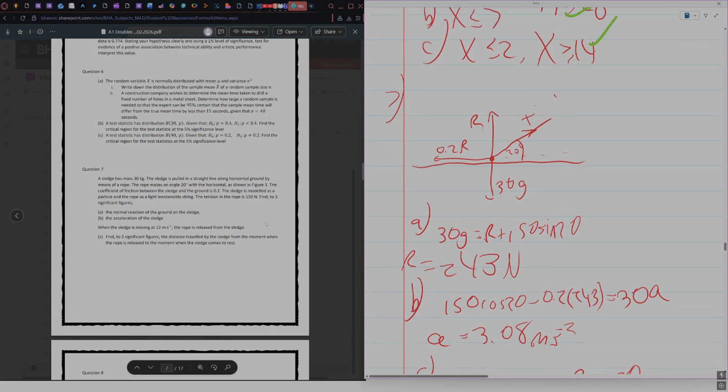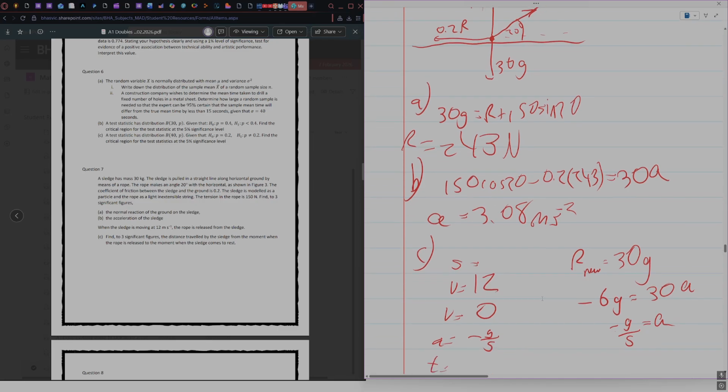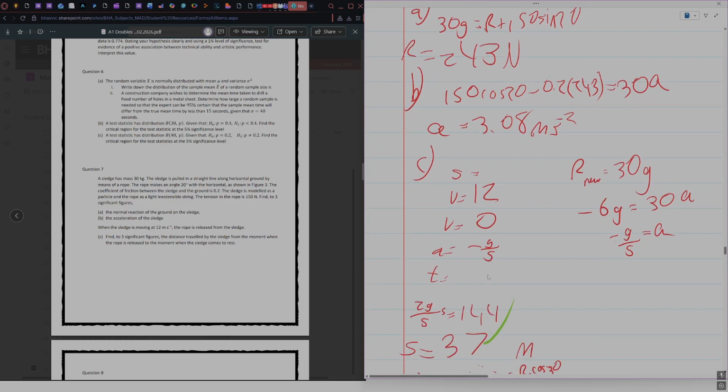we're almost done. So we have this sledge here. This is really easy. I mean, this is just some normal Newtonian mechanics stuff. So find the normal reaction, and so on. So it's R plus T sin 20. And then finding acceleration, just resolve. And this question, you have to find a new acceleration because the tension's gone now.